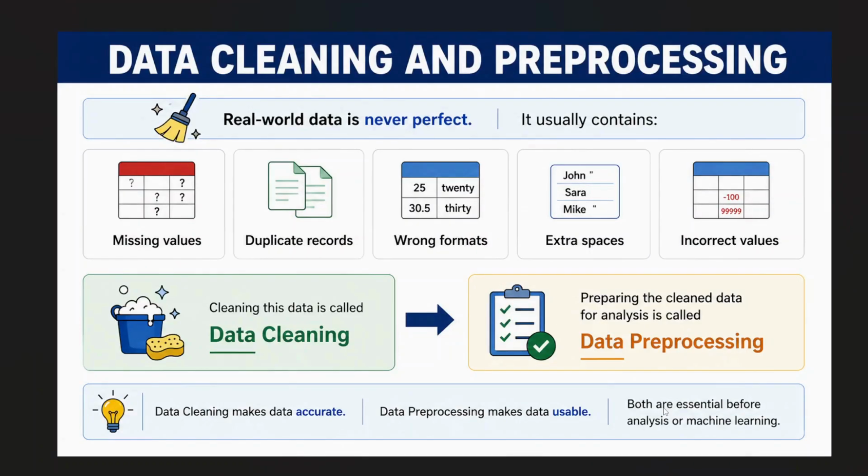Next is our data cleaning and pre-processing. So real world data which you will get will never be perfect. Okay, it will usually contain these things. It will contain missing values. It will contain duplicate records. It will contain wrong formats, like here you can see 25 with 20, 35, 30.5 is 30. Extra spaces you can get. Okay, here you can see you can get incorrect values. Basically, cleaning the data is data cleaning, and preparing the clean data for analysis is called data pre-processing.